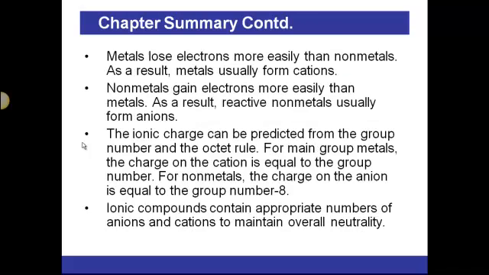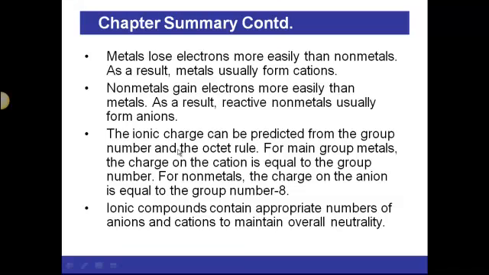Metals lose electrons more easily than nonmetals, and as a result, metals usually form cations. The one exception is going to be hydrogen. Hydrogen can kind of be fickle and go both ways. It can either form the cation, lose a proton, or it can gain a proton and become the anion. Most often, it acts like a cation unless it's involved in covalent bonds. So hydrogen is also useful for forming covalent bonds. So again, it's an exception to the rule.